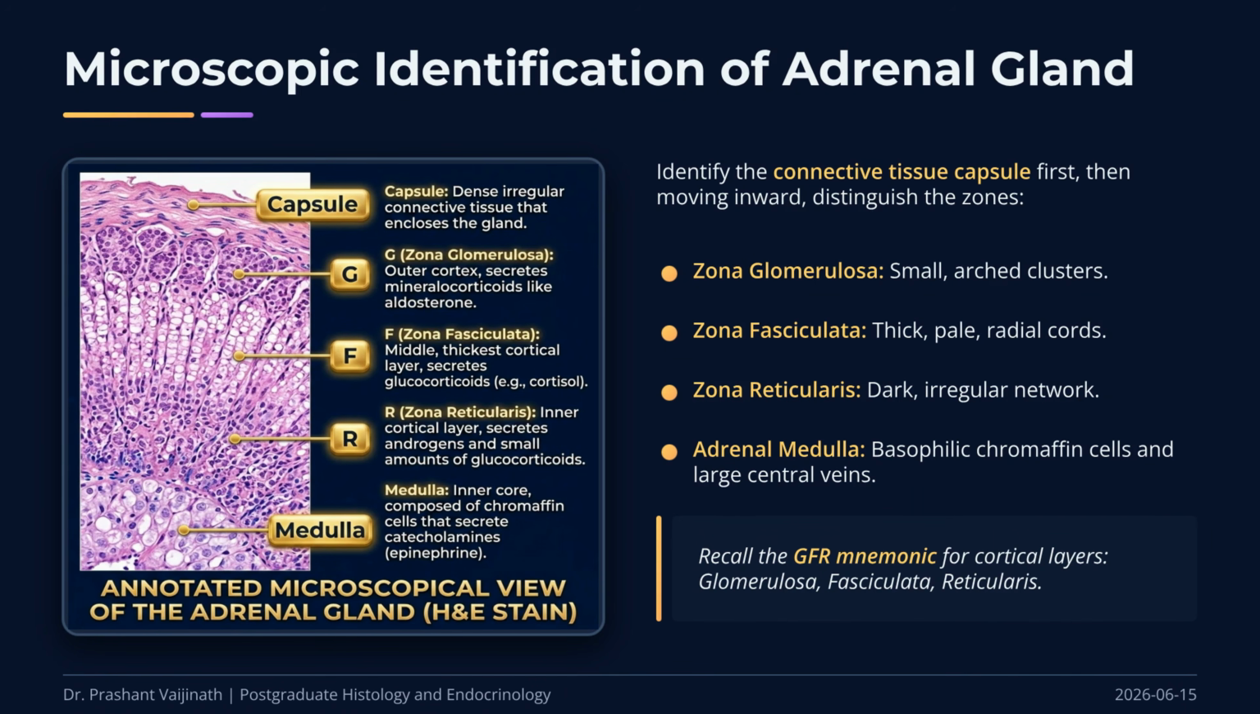Microscopic identification of the adrenal gland starts with the capsule. Moving inward, we find the zona glomerulosa in small clusters, the zona fasciculata in thick pale cords, the zona reticularis in a dark irregular network, and the basophilic adrenal medulla.